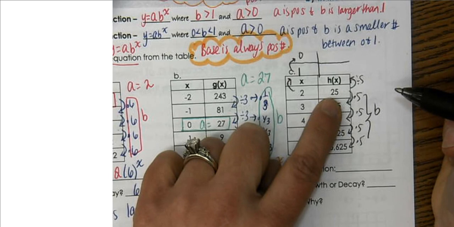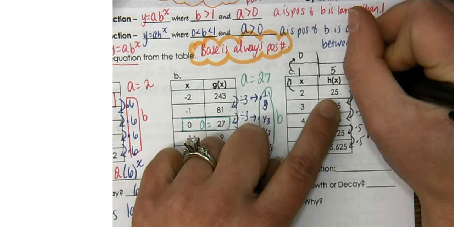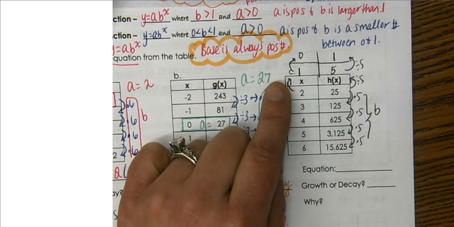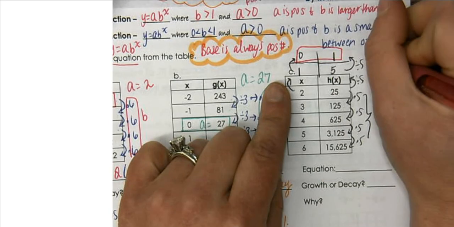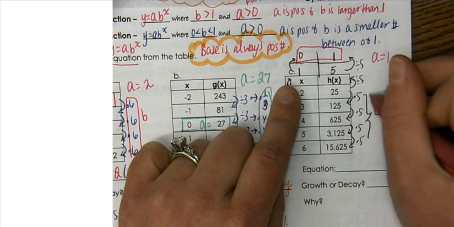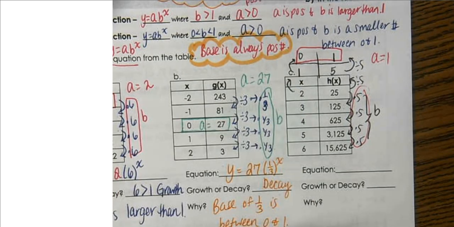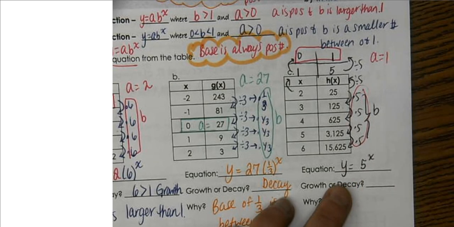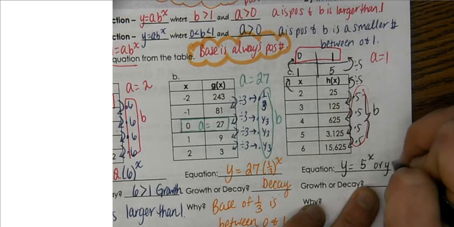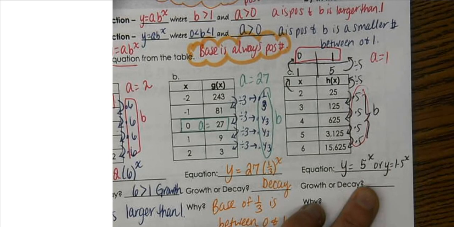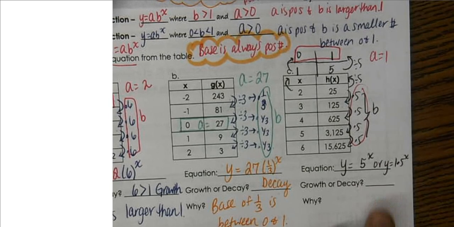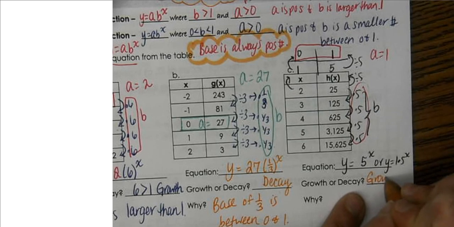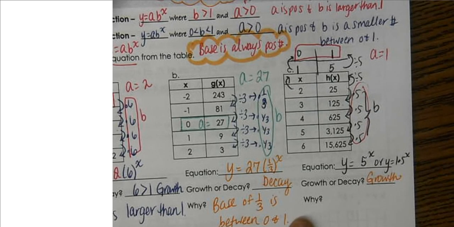And 25 divided by 5 is 5. And 5 divided by 5 is 1. So in this case, my a value is going to be 1. So a is equal to 1. And we already know that my base is equal to 5 this time. So therefore, my equation is y is equal to just 5 to the x power. If you want, you can write this as y equals 1 times 5 to the x power, but you do not need to have the 1 in front whenever that a value is 1. In this case, once again, this is going to be exponential growth, and that is because our base is bigger than 1.